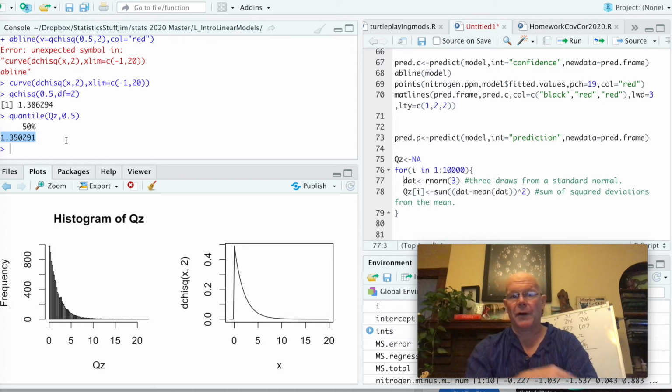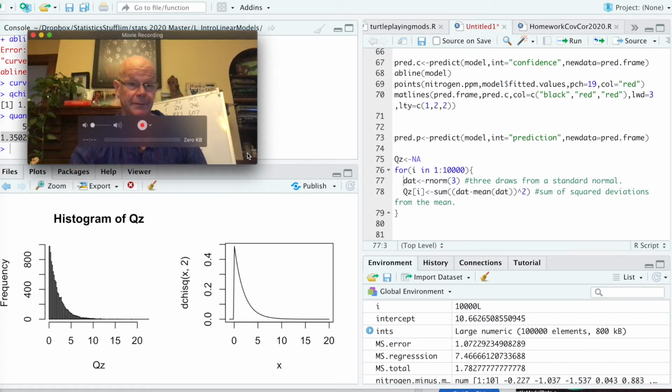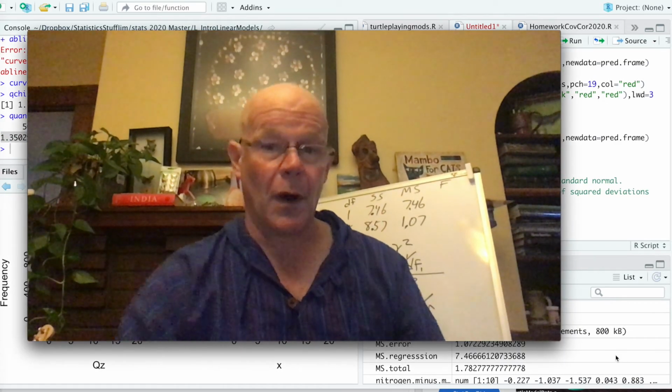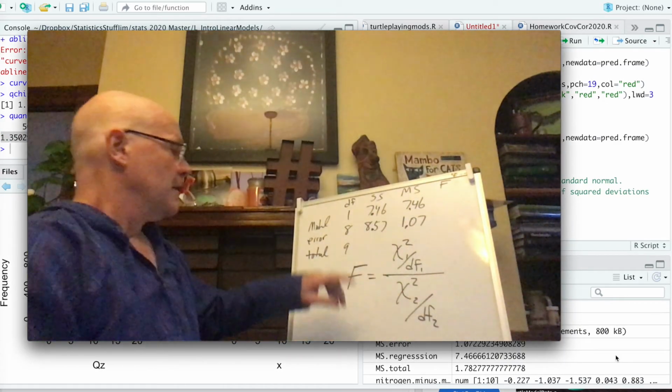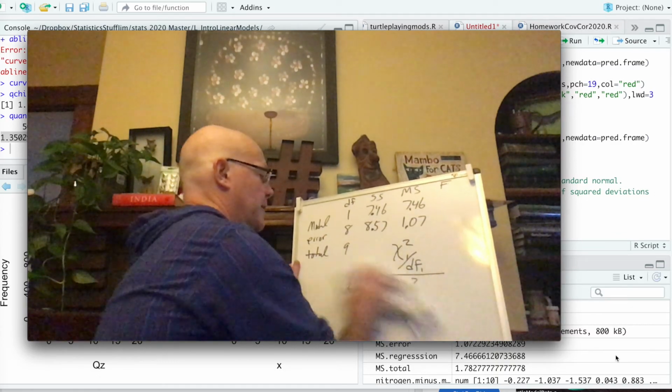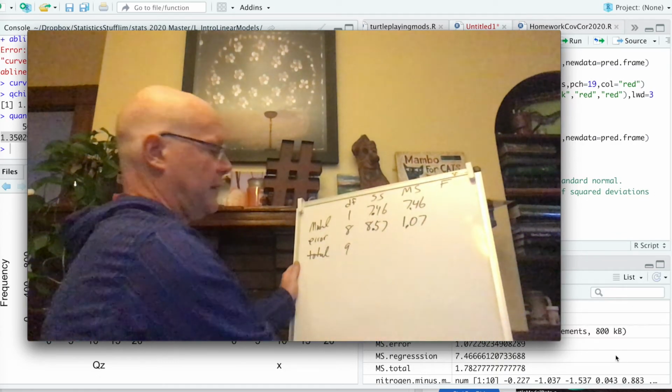Hopefully that brute force example has convinced you that, okay, I now get what a chi-squared distribution is. A chi-squared distribution is simply modeling the numerator of our calculation of the variance. So now going back to our ANOVA table, let's get rid of this for a second. I'll rewrite it in a second because I like writing it.